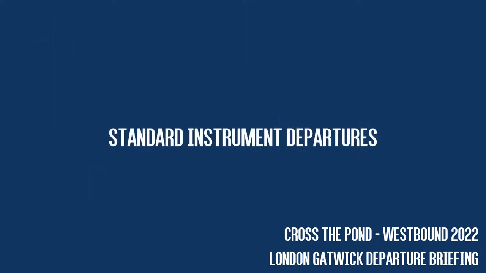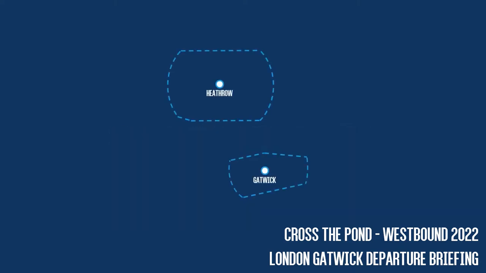Standard instrument departures. For across the pond, you will route via one of three routes: to the southwest via Southampton, Sierra Alpha Mike; to the west via Kennet; or to the north via Lambourne, Lima Alpha Mike. It is important that you flight plan via your provided route, and if you don't normally update your simulator nav data, this would be a good time to do it so that you have the most up-to-date SIDs.